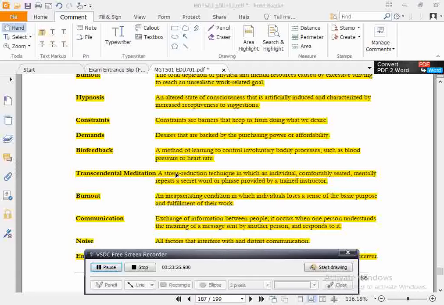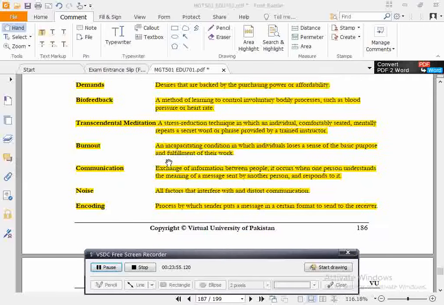Transcendental meditation: a stress reduction technique in which an individual, comfortably seated, mentally repeats a secret word or phrase provided by a trained instructor. Burnout is already done, okay.